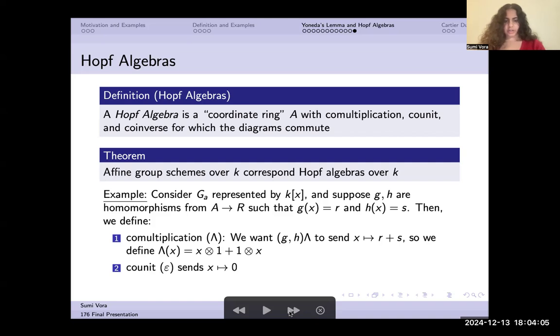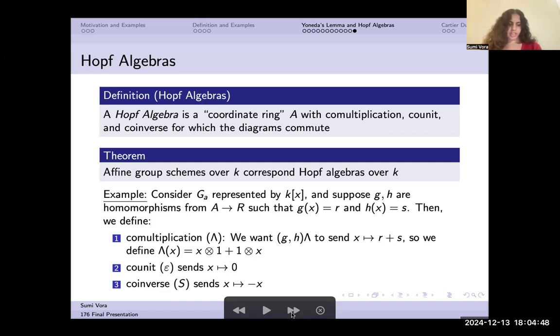The co-unit and co-inverse are a little easier. Co-unit, we just want to send x to 0, and then co-inverse, we're just going to send x to negative x. Because again, these are just encoding the same things in A as identity and inverse in R look like, right? But in this case, the identity is 0 because it's an additive group, for example. Okay, so hopefully this wasn't too complicated. I think other examples probably get more complicated, but it'll give you the general intuition.